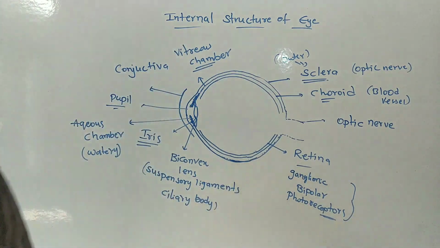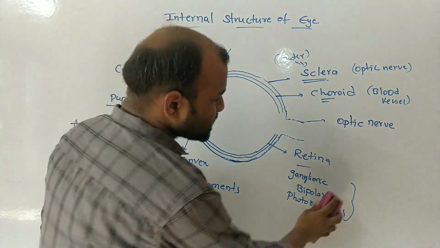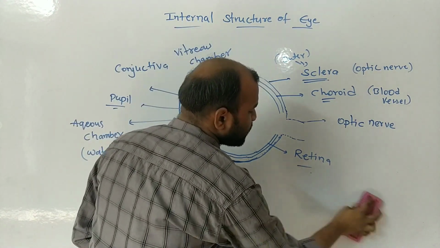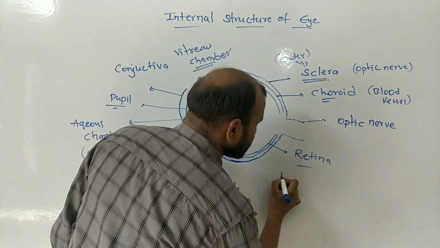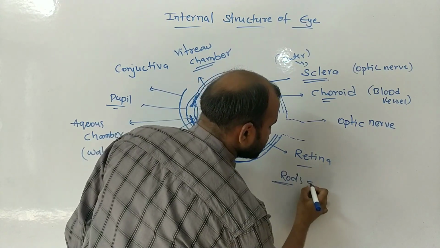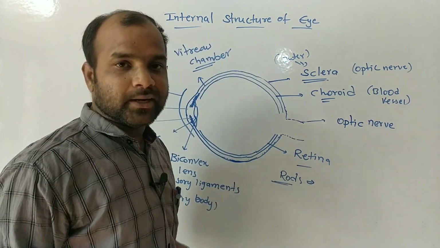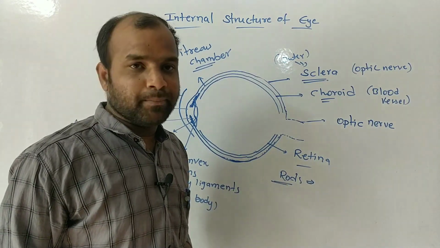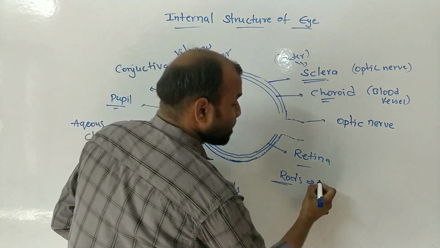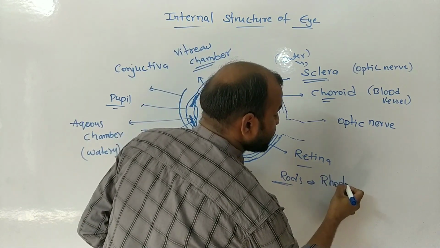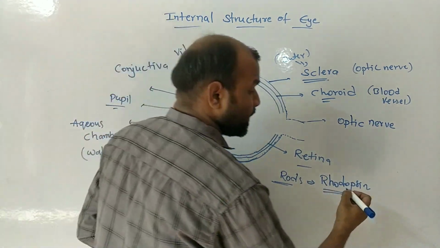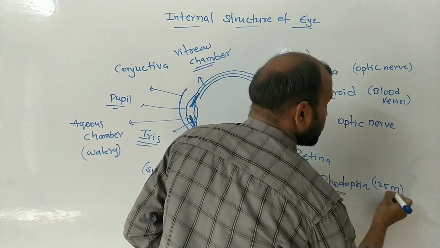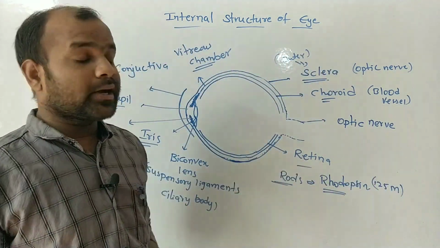These photoreceptor cells in the retina region are of different types. One is rods, which are purplish blue in color. These rods contain a pigment, a pigmented protein called rhodopsin. About 125 million rods are present in the retina region.